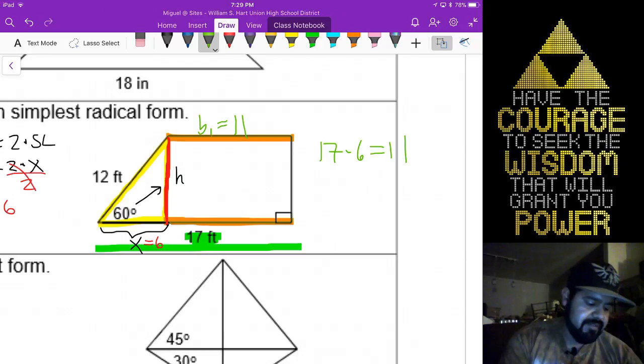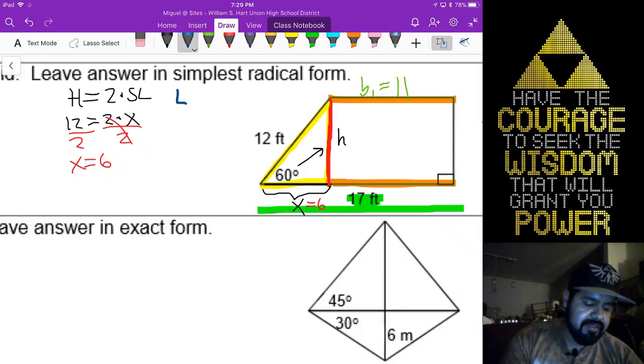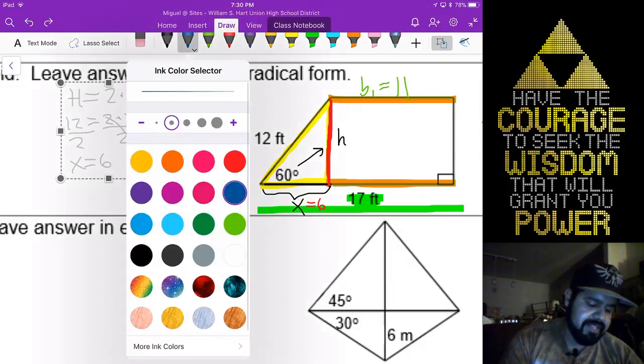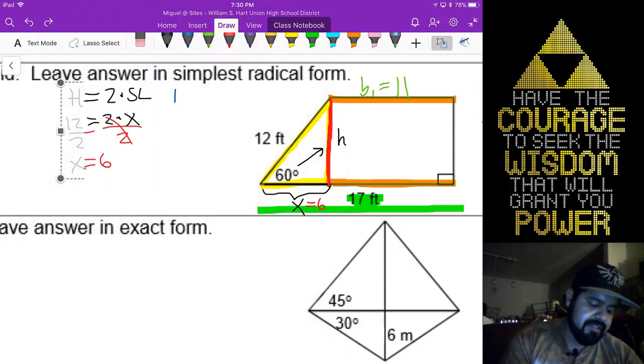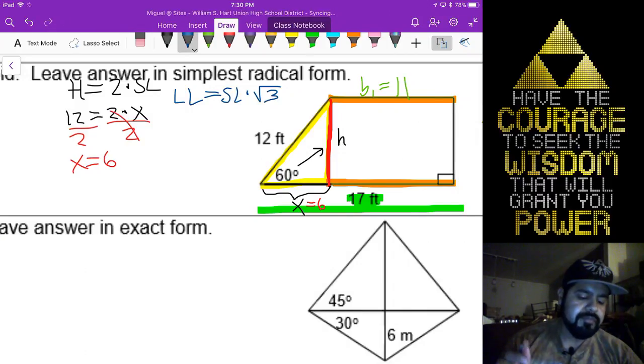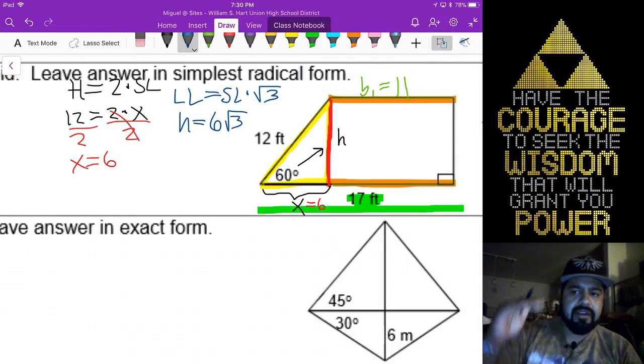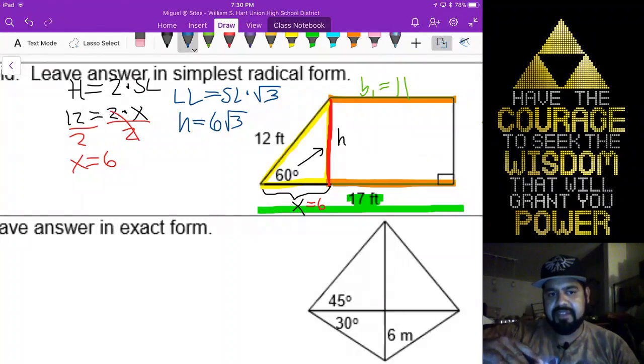Now we still need the height, which, if you recall, is our long leg. The long leg is equal to the short leg times rad 3. The long leg is the height. The short leg we just calculated was the 6. So our height is 6 rad 3. We've got our top base, our bottom base, and now our height. So now it's just plug it in.